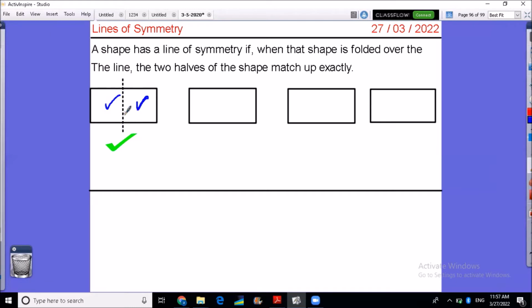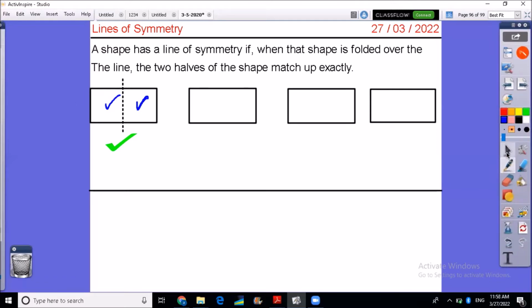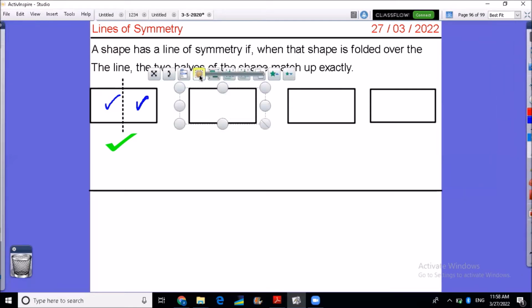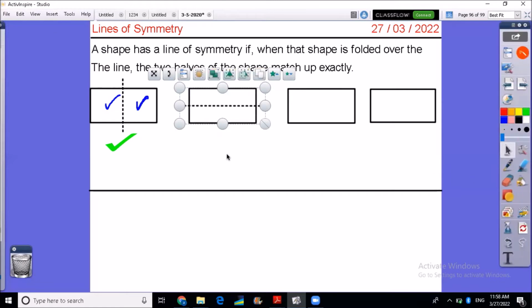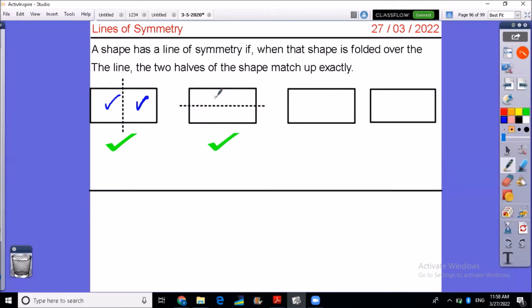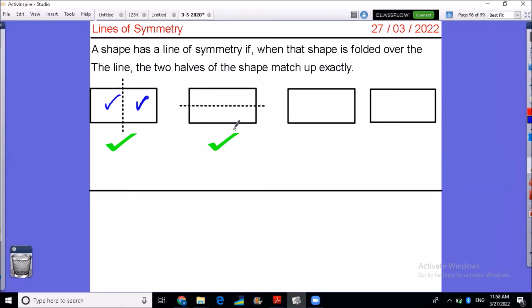All right, is this the only way I can draw a line of symmetry in a rectangle? Actually, no. Let's have a look at the second one over here. Can you see this? If I draw this line of symmetry here, and I try to fold this part of the paper over this line of symmetry, the two halves will match up exactly. So this is a line of symmetry.